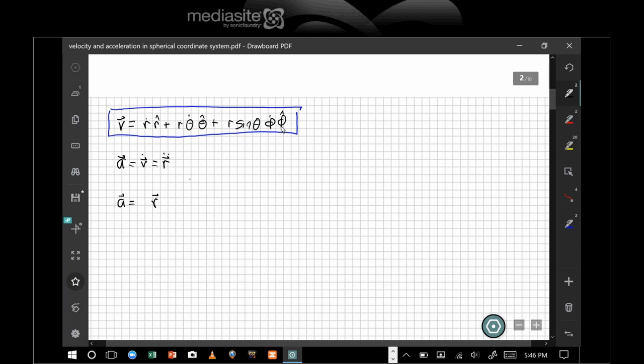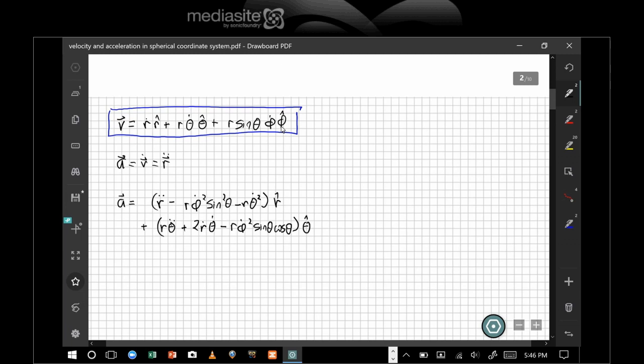So I'm going to get, oops, sorry, that's not a vector. So I'm going to say that the r hat component is going to be r double dot minus r theta dot squared minus r phi dot squared sine squared theta. That is the r hat term, plus r theta double dot plus 2 r dot theta dot minus r phi dot squared sine theta cosine theta, and that is the theta hat term.